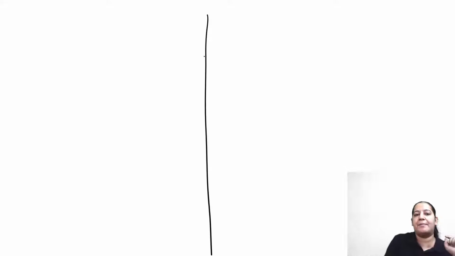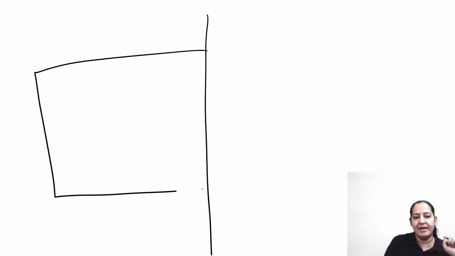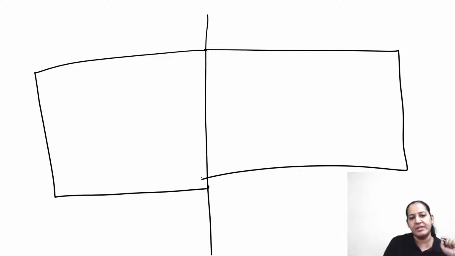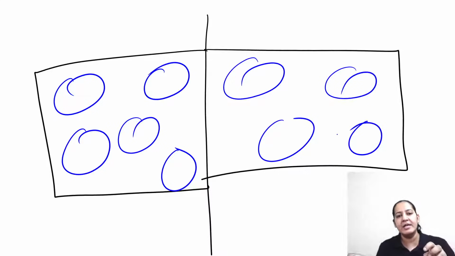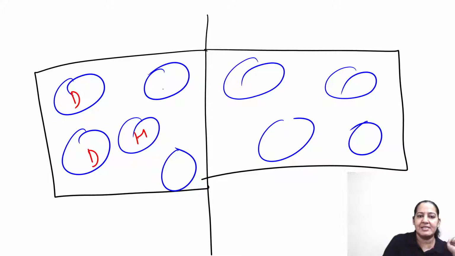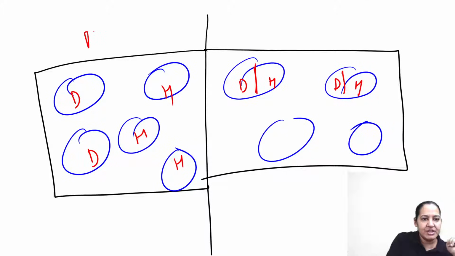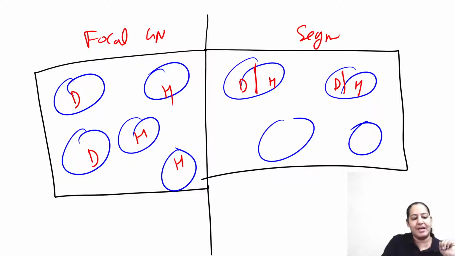Now I will draw the two together to explain the difference between focal and segmental. So draw a slide here, draw a slide here, right? You can see the two slides. You can see multiple glomerulus here and multiple glomerulus here also, right? In the first slide, this one is diseased, and these are healthy. In the second slide, half is diseased, half is healthy. So this condition is known as focal glomerulonephritis. And this condition is known as segmental glomerulonephritis.